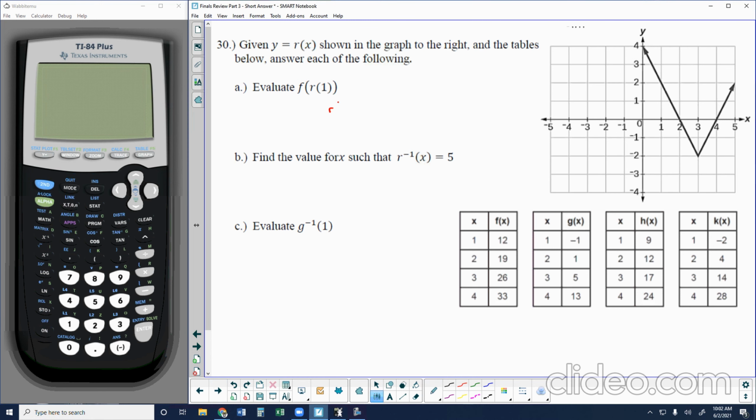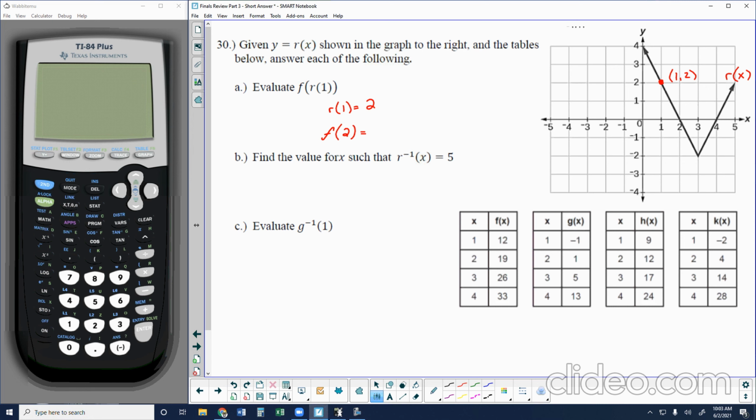So r of 1 can be found by taking a look at the graph. This is r of x on our graph here. And r of 1 would correspond to an x value of 1 on the graph. And I have this point 1, 2. So r of 1 is equal to 2. Because this is a function composition, I'm going to take 2 and substitute that into f. Because r of 1 is equivalent to 2, f of r of 1 is the same as f of 2.